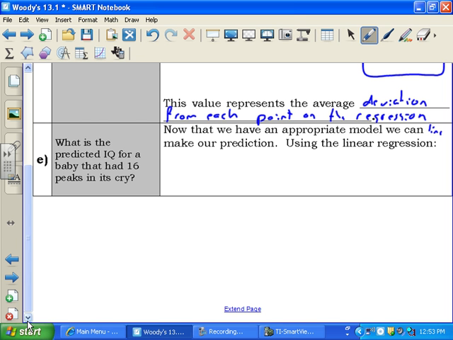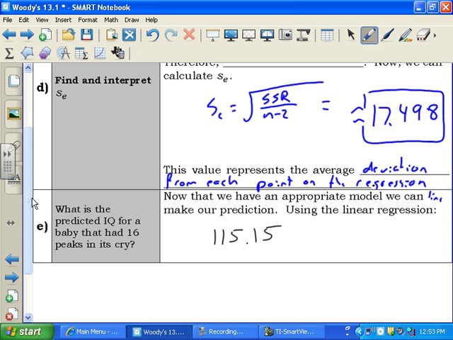Now this is the question. Let's predict IQ with that one. Do we agree it's 115.15? All right. We are near the end, yes. We're near the payoff pitch.